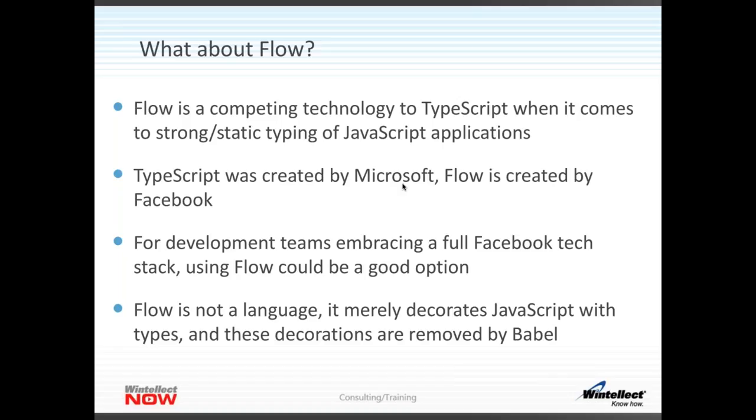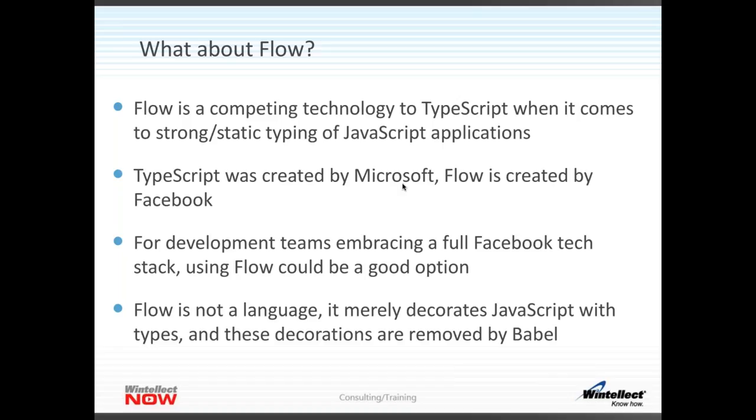When you start thinking about things like React and GraphQL and Relay and Jest and ImmutableJS and Flow, there's lots of stuff out there that really, when all put together, comprises a full Facebook stack of technologies. So if you want to do a full Facebook stack of technologies, then you might not choose to use TypeScript. Instead, you might want to just go with regular JavaScript using Babel to transpile, but then how would you get static typing? Well, you can use a technology called Flow.